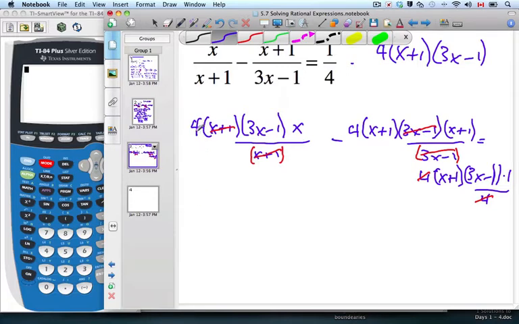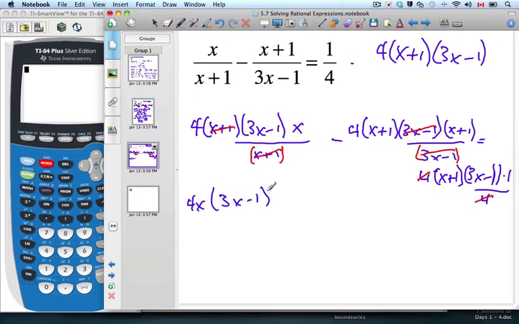And so I have the 4x in here times 3x. So let's tidy it up: 4x times 3x minus 1 minus 4 times (x plus 1)(x plus 1) equals (x plus 1)(3x minus 1). And now you should pause it all the way through here and see if you can continue from this point on and come up with the answer. It's going to be messy, so just be patient with it.